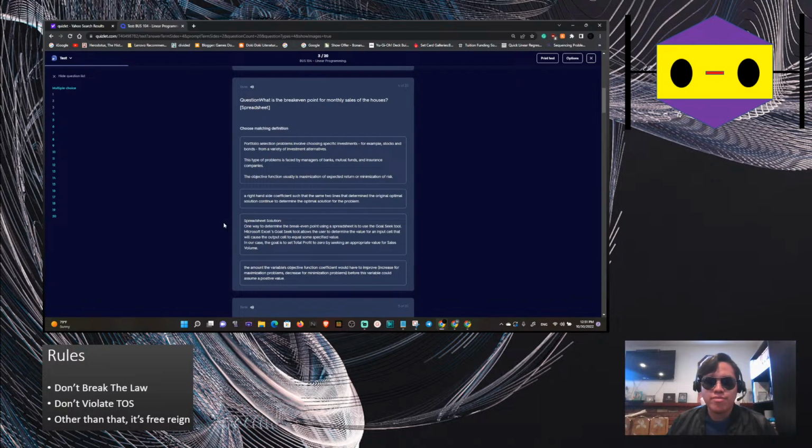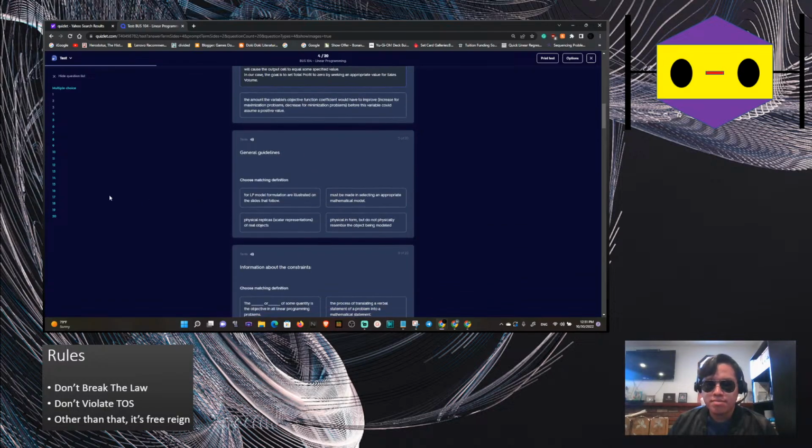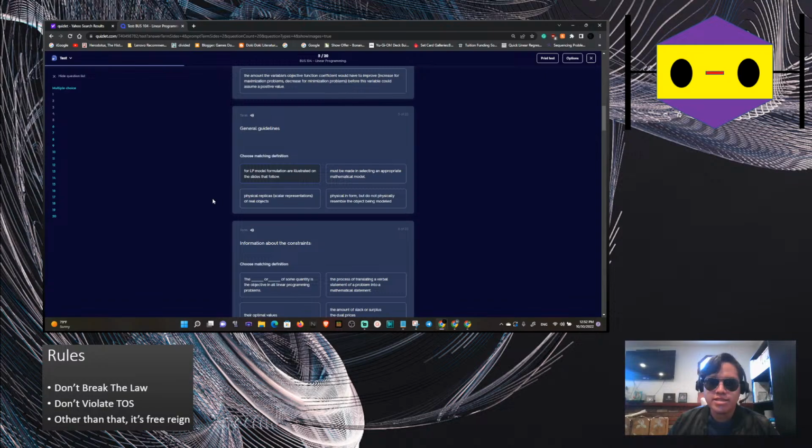What is the break-even point for monthly sales? This is just a spreadsheet problem. It's just to use the BEP using a spreadsheet goal seek. But we're not getting quizzed on spreadsheets. Okay. General guidelines. Again, the last time we got this one wrong, I believe. Yeah, the answer is an LP model formulation is illustrated. That's a general guideline.